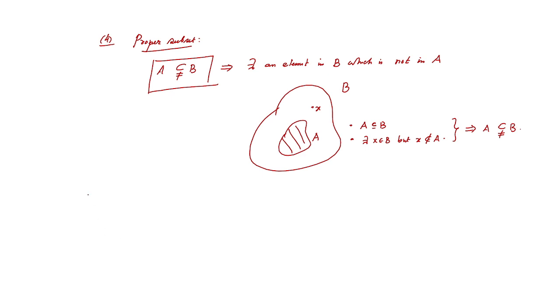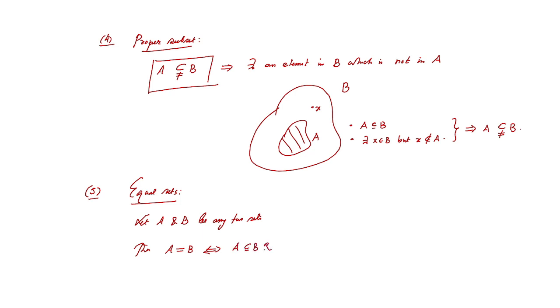Now, when will two sets be equal? Equal sets. Let A and B be any two sets. Then A will be equal to B if and only if A is a subset of B and B is also a subset of A. Then we say that both are equal. That means every element in A must belong to B and every element in B must belong to A.